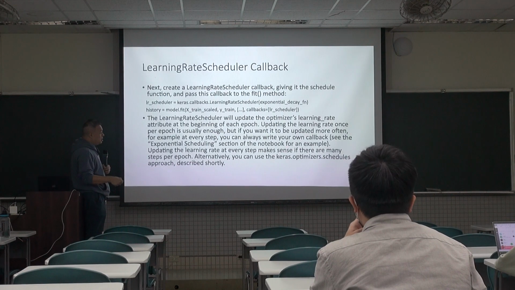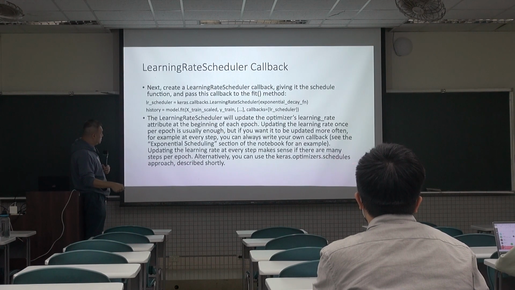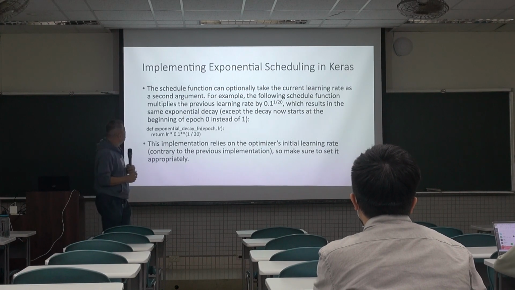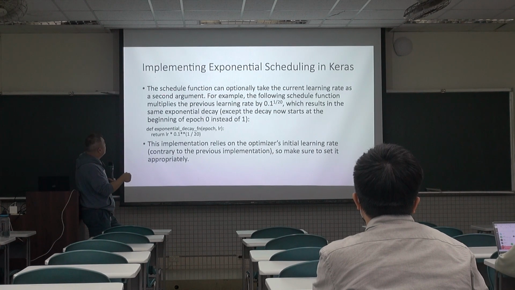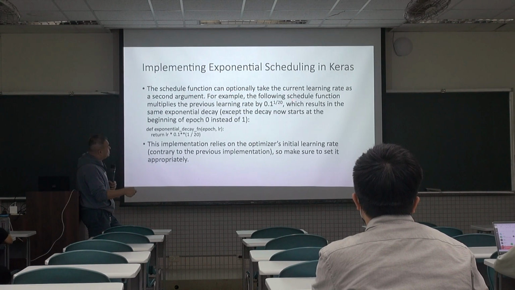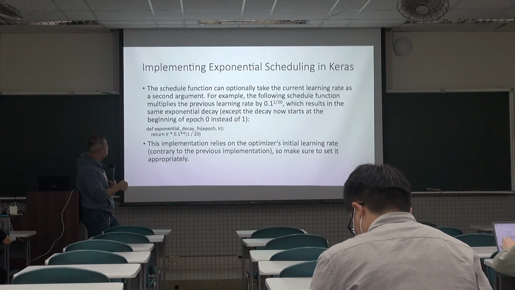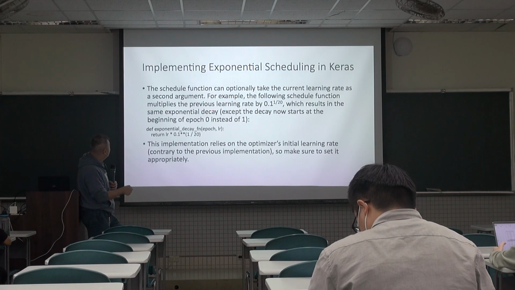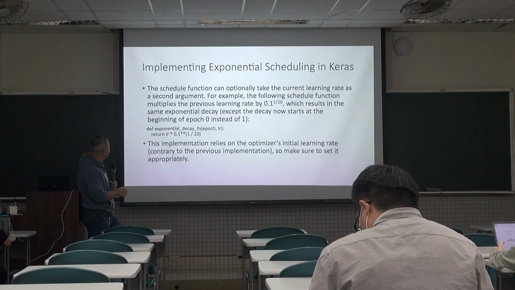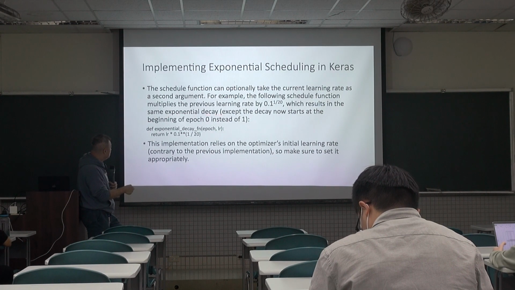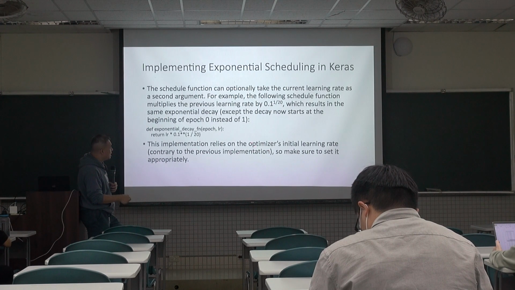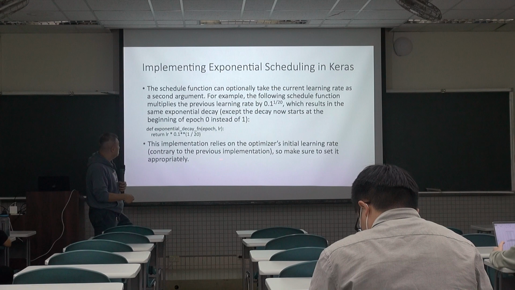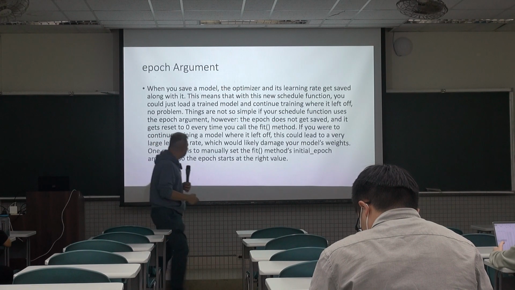Alternatively, you can use the keras.optimizers.schedules approach to do that, but we'll describe it later. The schedule function can optionally take the current learning rate as a second argument. So for example, here we define the exponential decay function, similar to the previous one. This implementation relies on the optimizer's initial learning rate.